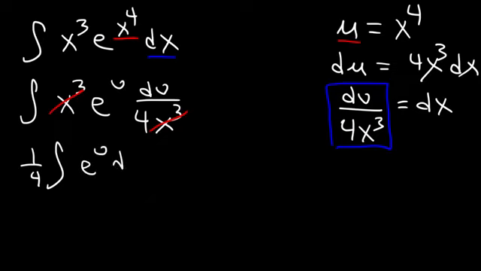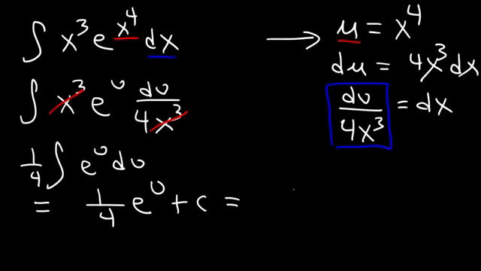Now the antiderivative of e to the u is simply e to the u. So the final answer, well, not the final answer, but the antiderivative is 1/4 e to the u plus c. And now let's replace u with x to the 4th. So this is the final answer, 1/4 e raised to the x to the 4th plus c. And that's it.